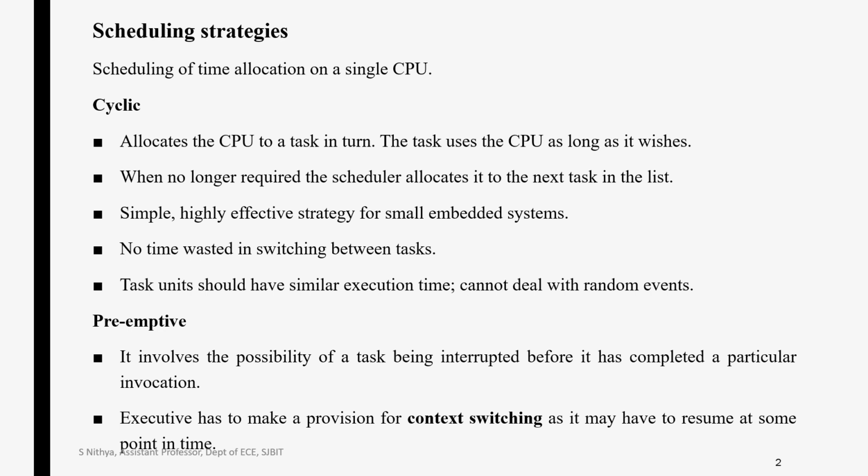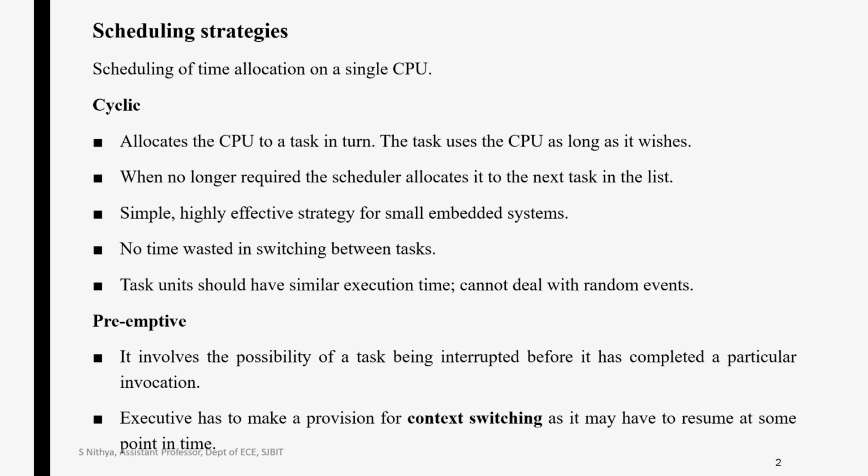Now we are going to discuss the scheduling strategies. First of all, scheduling is nothing but the allocation of the CPU to a program. Which program will be selected for execution on the CPU, that is a scheduling strategy. Scheduling is the time allocation on a single CPU. The CPU is allocated for a particular program's execution, and which program is selected for that execution is nothing but scheduling. Simply, it is the selection of the program for CPU execution.